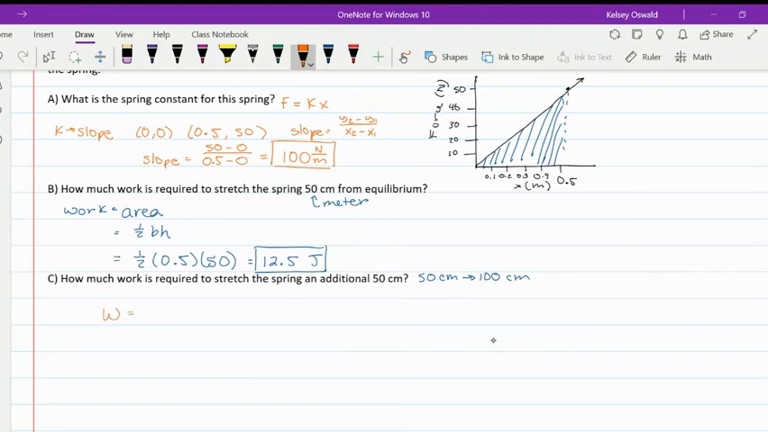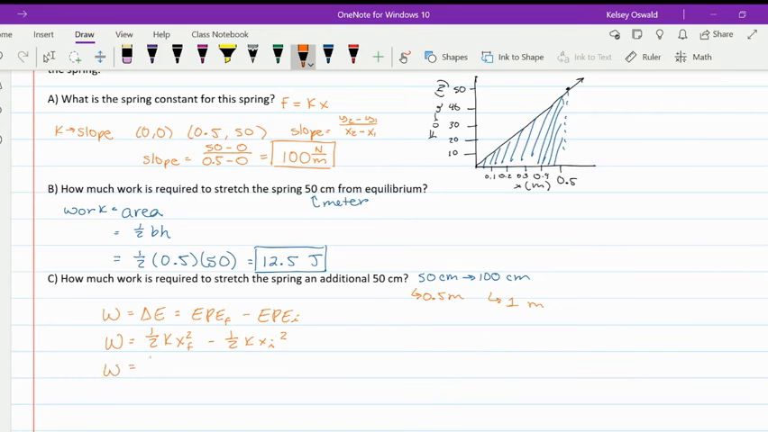So we know our work is also equal to our change in energy, or how that final elastic potential energy compares to our initial elastic potential energy. So if we want to find the work done, we can find the difference between how much elastic potential energy we end with versus how much we started off with. Okay? Where our final displacement is going to be 100 centimeters, or 1 meter, and our initial displacement was our 50 centimeters, or 0.5 meters.